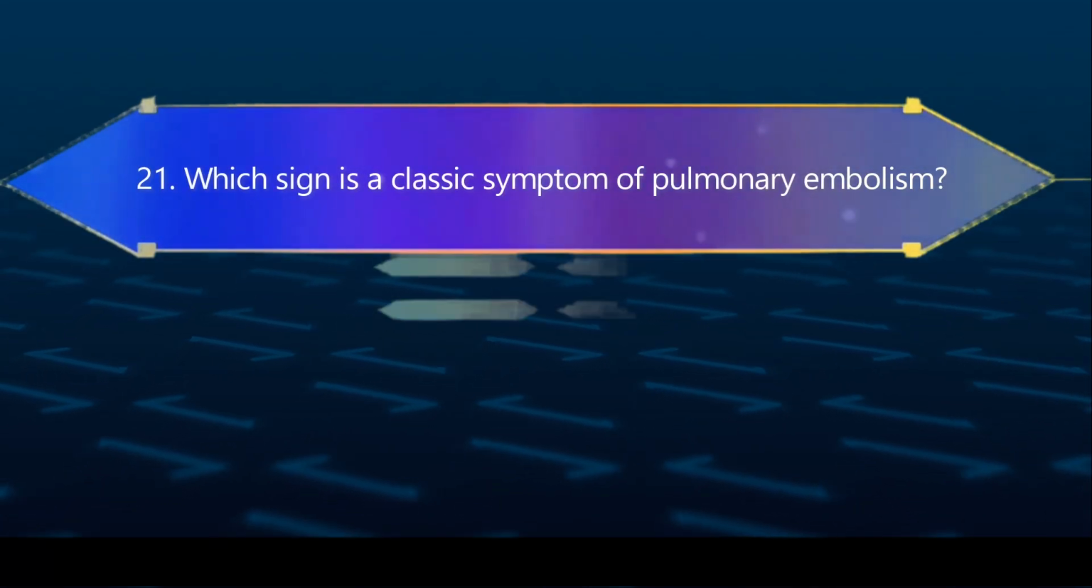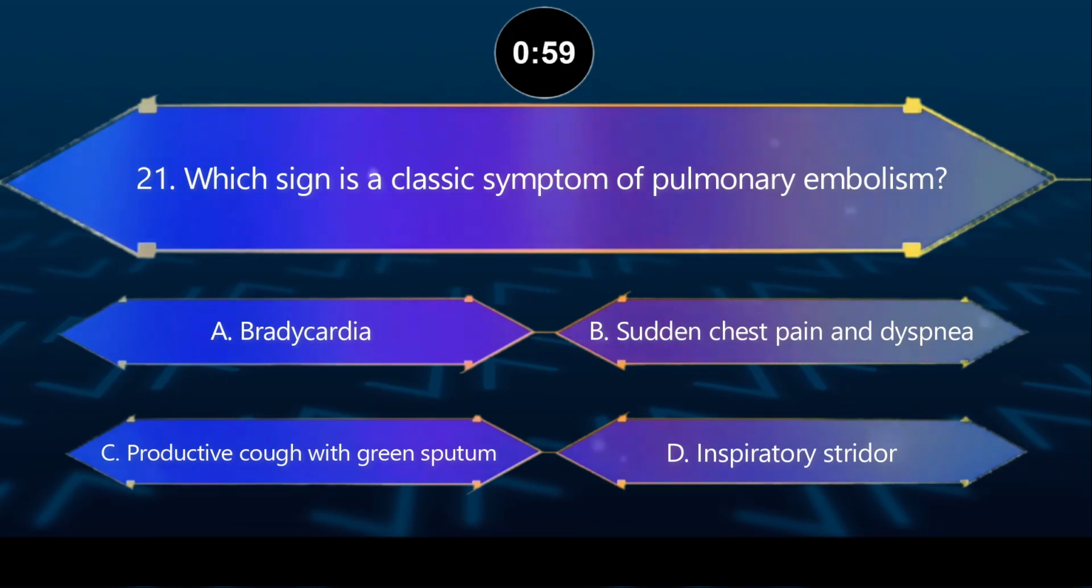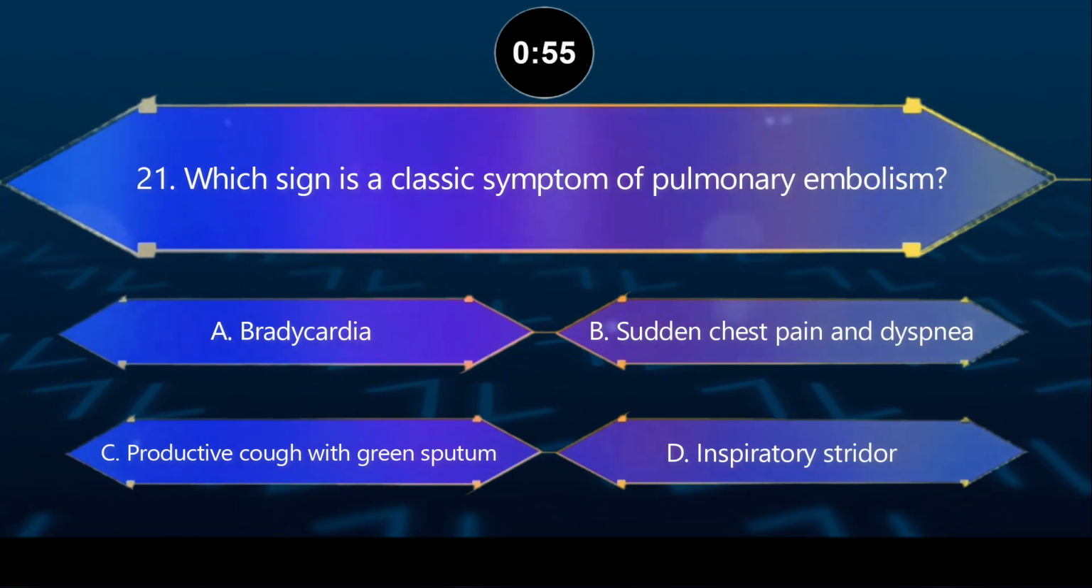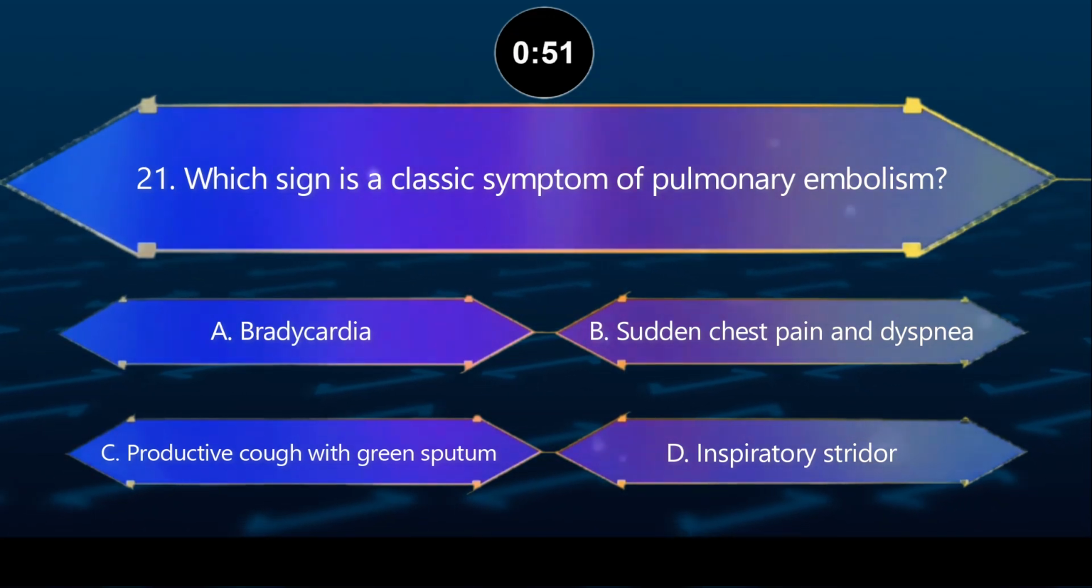21. Which sign is a classic symptom of pulmonary embolism? A. Bradycardia. B. Sudden chest pain and dyspnea. C. Productive cough with green sputum. D. Inspiratory stridor.